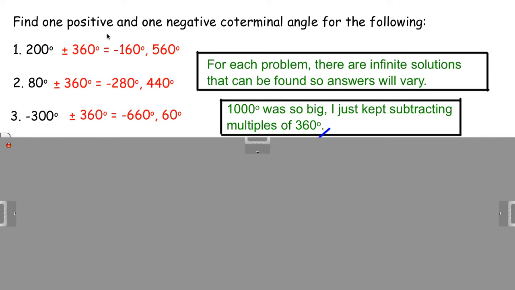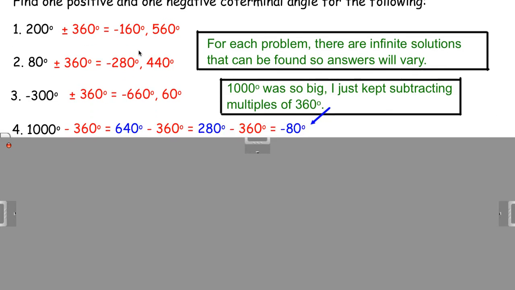But again, there's no restrictions as to what the angles could be, other than that they are plus or minus 360 or any multiples of. So now I go to number 4. And you notice number 4, 1,000 degrees is kind of big. So if you wanted to add 360 and give me 1,360 degrees, that's perfectly fine. But I noticed that this is so big that if I wanted the negative angle, I better start subtracting.